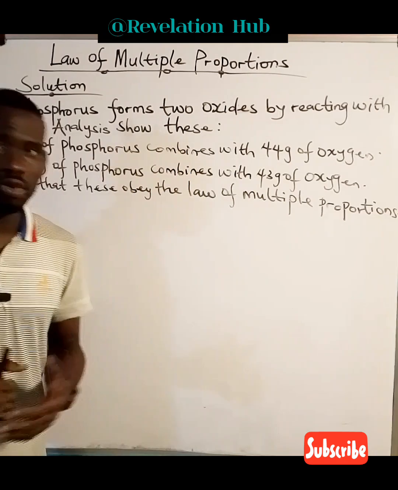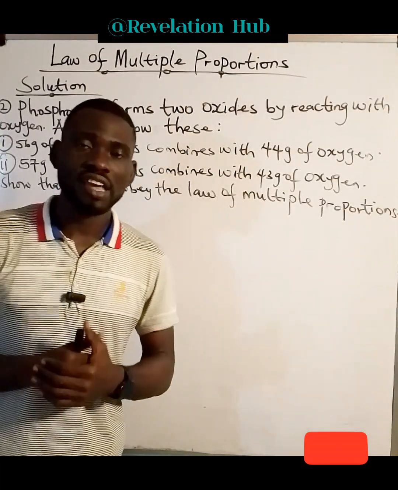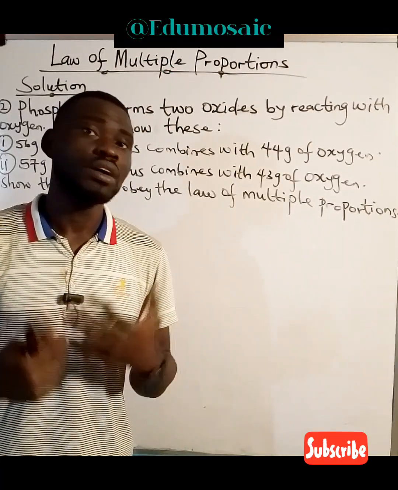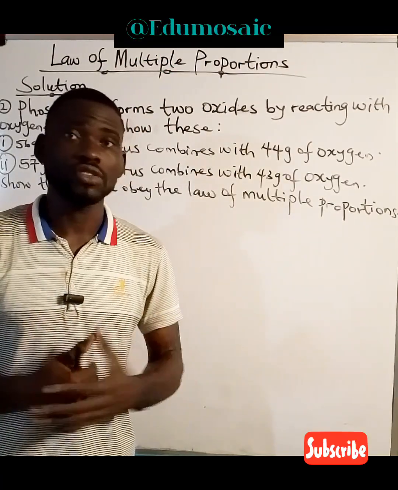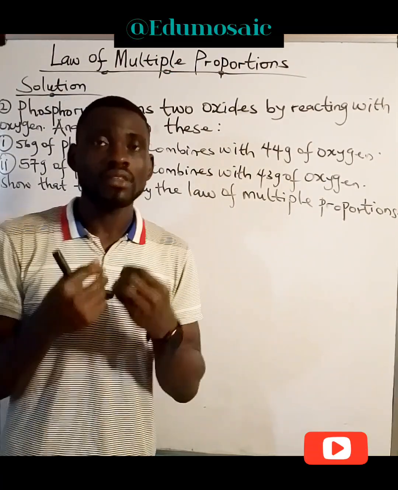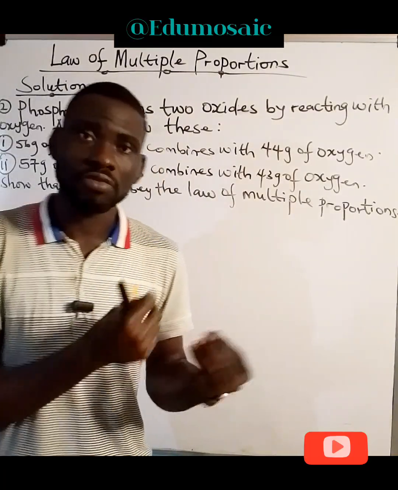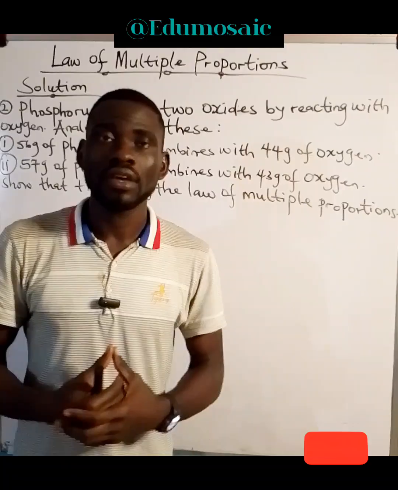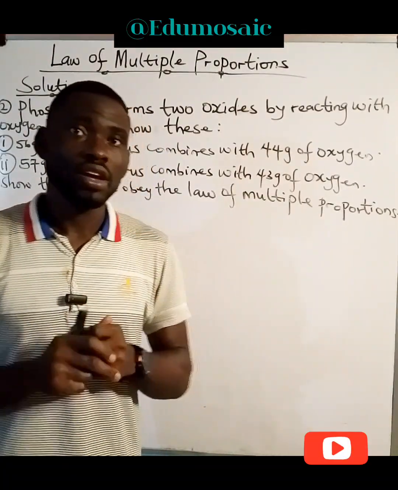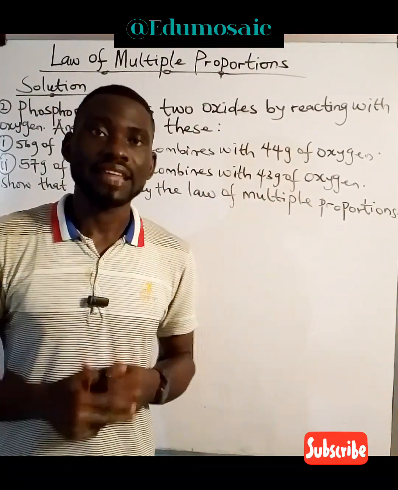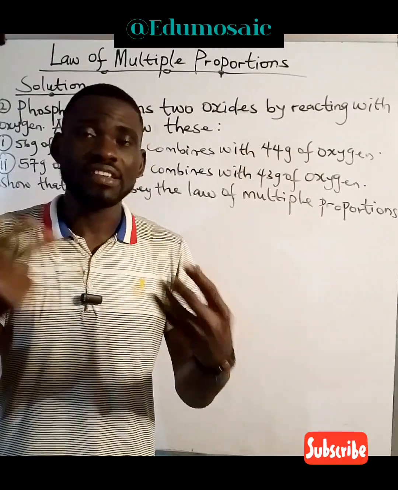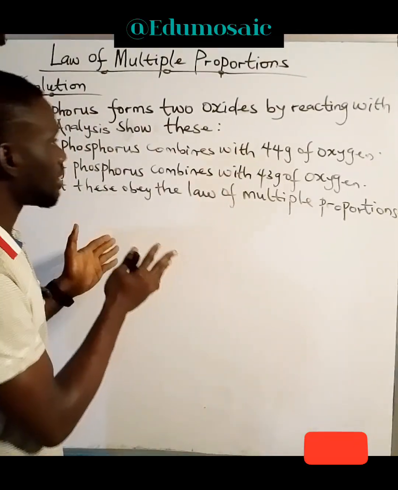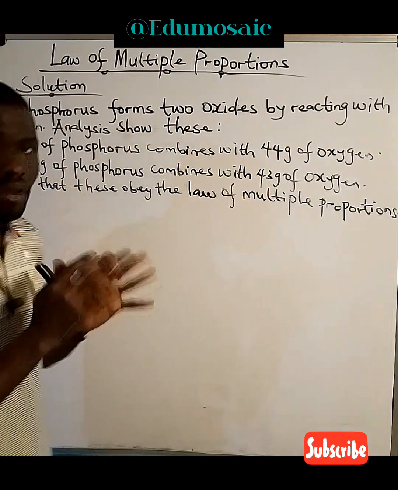Now don't forget this law we've been talking about. This law simply states that when a given atom of an element with multiple masses, as a result of different oxidation numbers, combines with a fixed mass of another element, and they do this to form multiple compounds, then according to John Dalton, they do this in a simple whole number ratio. So let's see if this experiment obeys the law of multiple proportions.